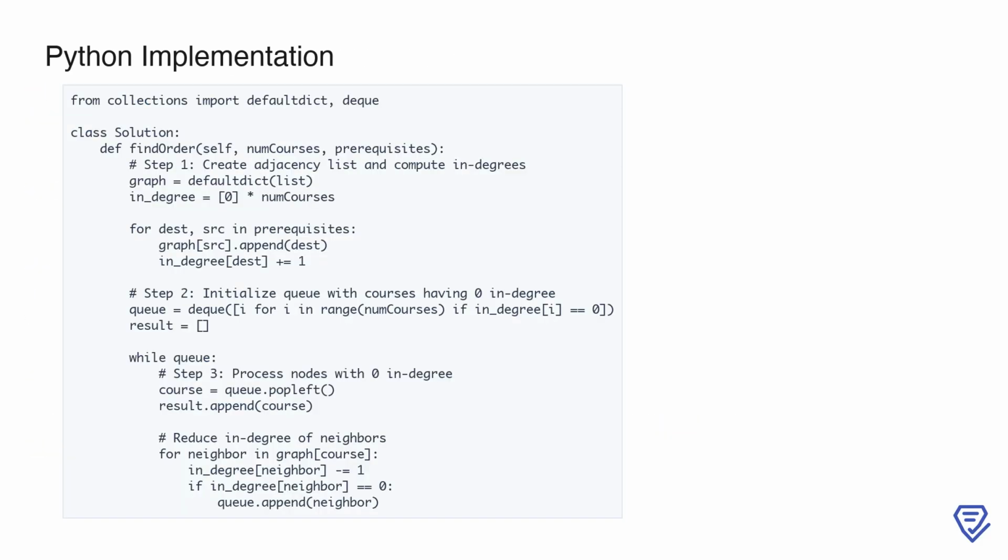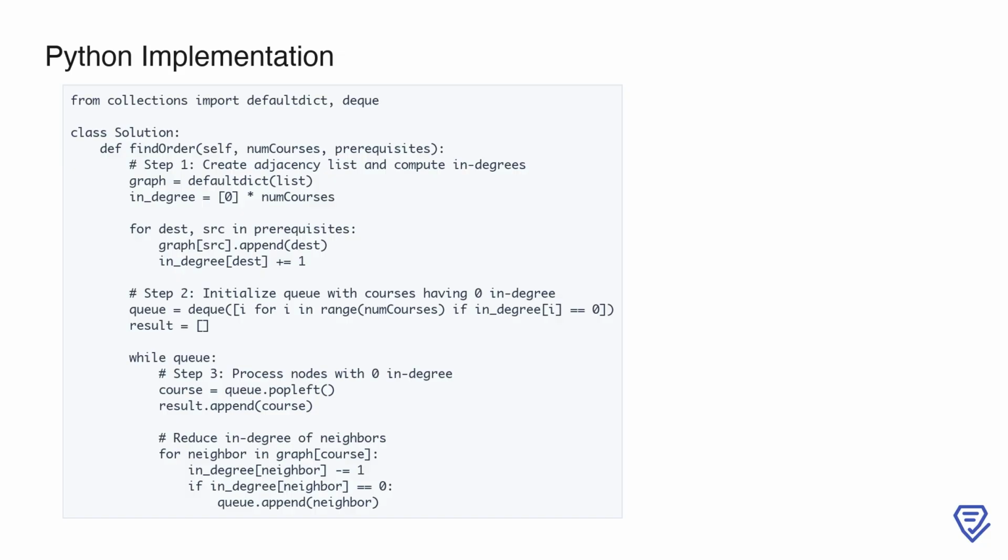Here, we start by importing the necessary modules, defaultdict and deque, to handle the graph representation and queue operations efficiently. The findOrder function begins by constructing an adjacency list to represent the course prerequisites as a directed graph. We also initialize an in_degree array to track the number of prerequisites for each course. For every prerequisite pair, where src is the prerequisite for dest, we add dest to the adjacency list of src and increment the in_degree of dest.